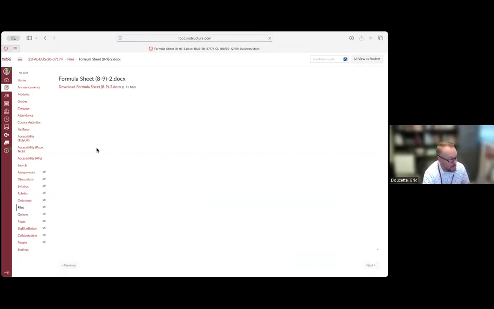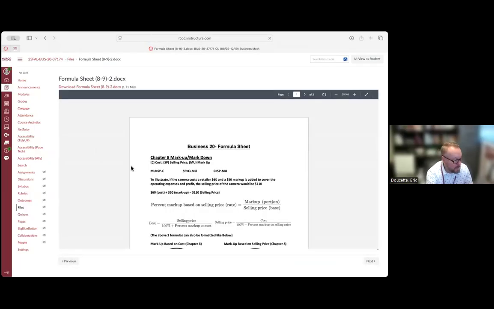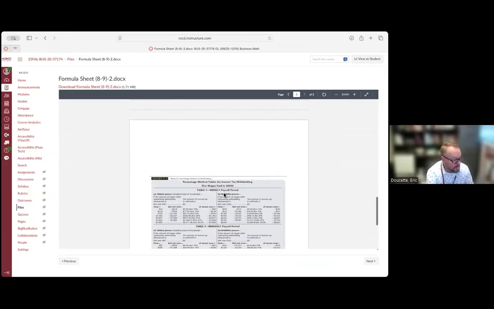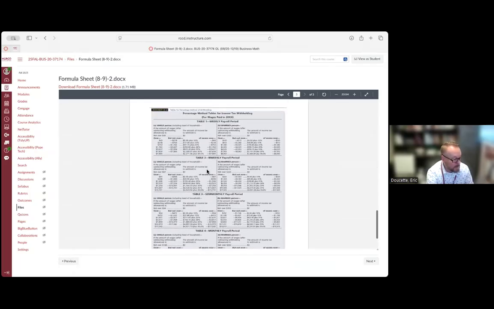So this is where you want to get your table information from, and that's why I provide the formula sheet. If you scroll down to the bottom, you have this table right here. That's the amount of deduction value that you get. And then if you go to the next page, you have this percentage method of income tax depending on how you're paid, whether you're paid weekly, biweekly, semi-monthly, or monthly, and then whether or not you're single or whether or not you're married.